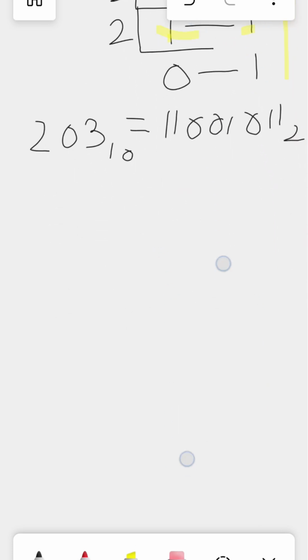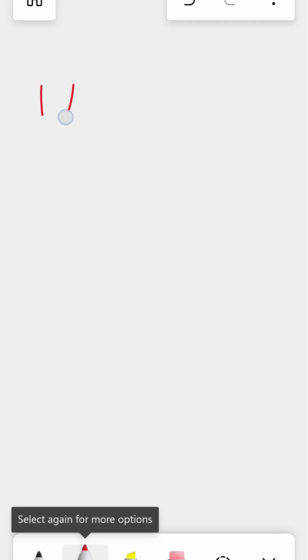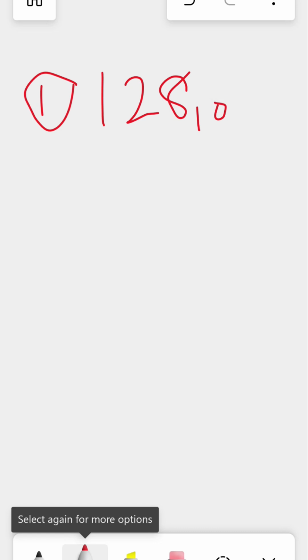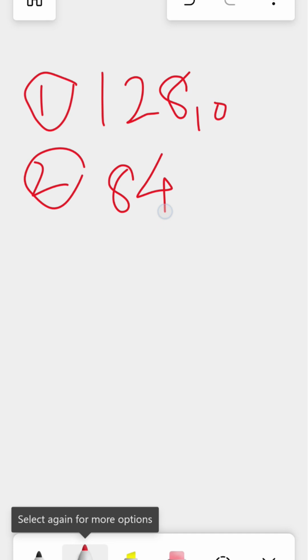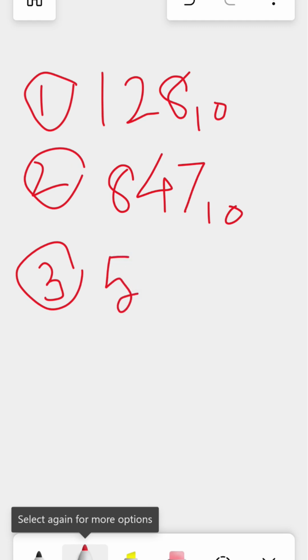Now let's have some exercise so that you can try it by yourself. Let the first number be 128, base 10. Number 2 is 2847, base 10. Number 3 is 5993, base 10. So try to solve these three numbers into binary and share your answers in the comment section.